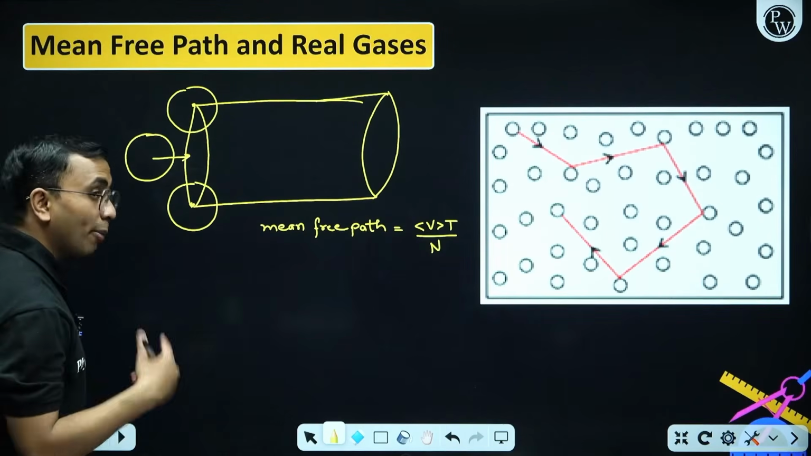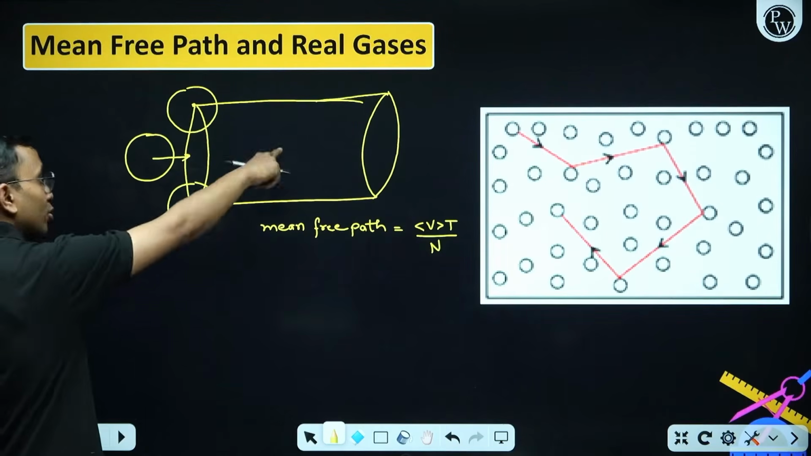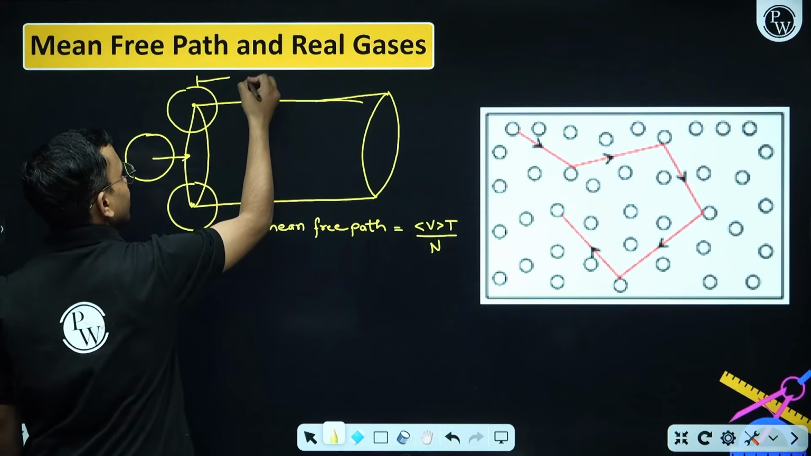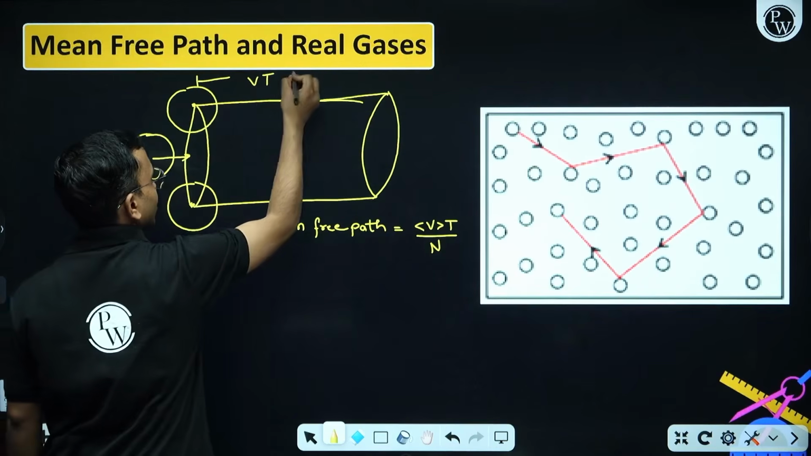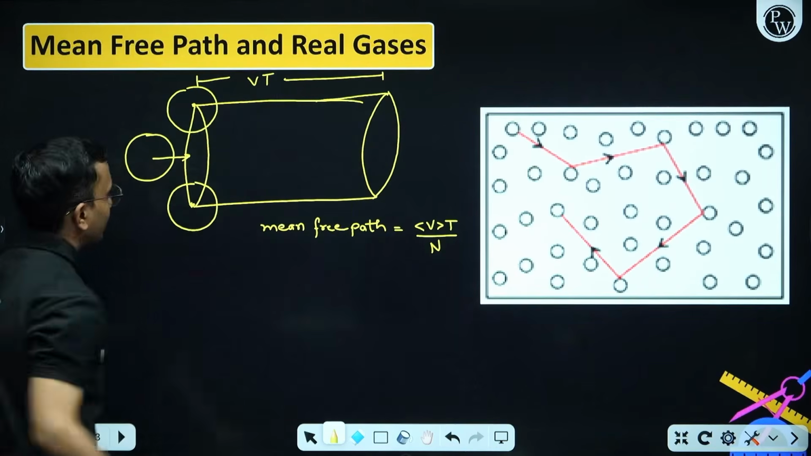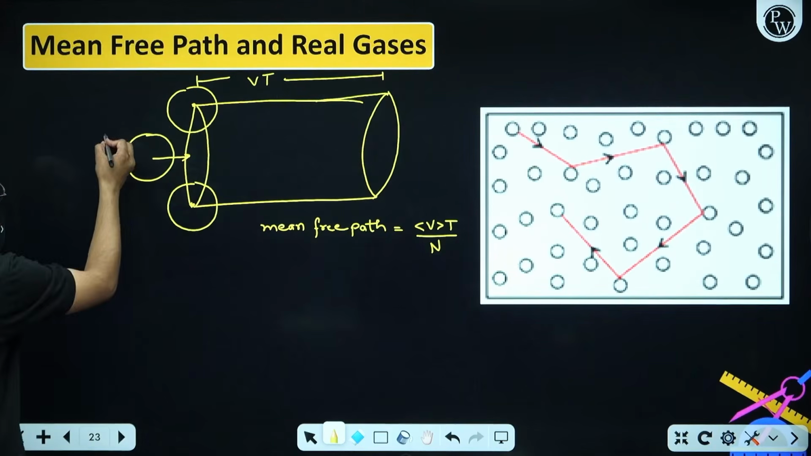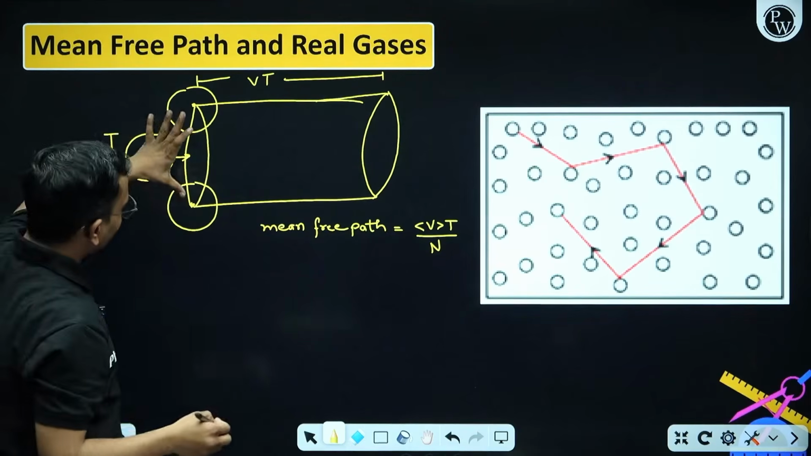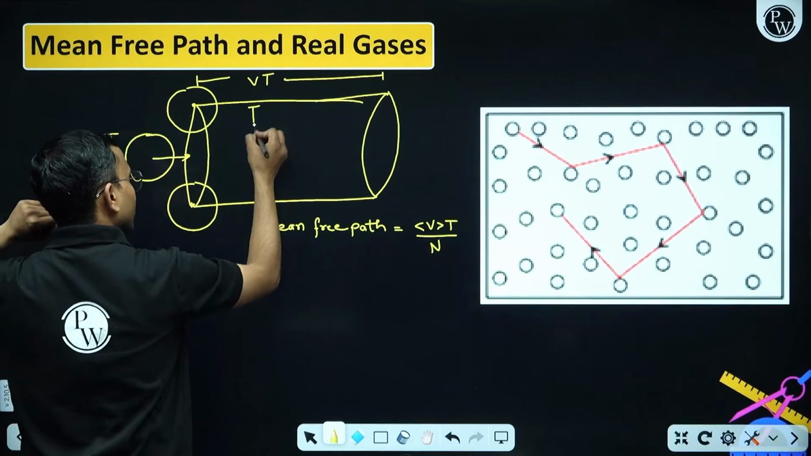So how many collisions will be there? The number of molecules that are inside this volume. This length is V into t. This is the diameter of the molecule. So this total is twice the diameter.